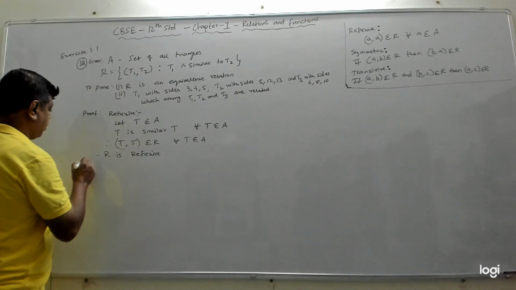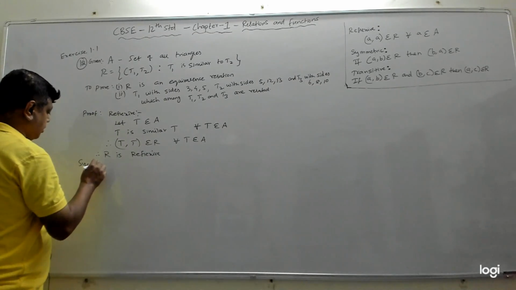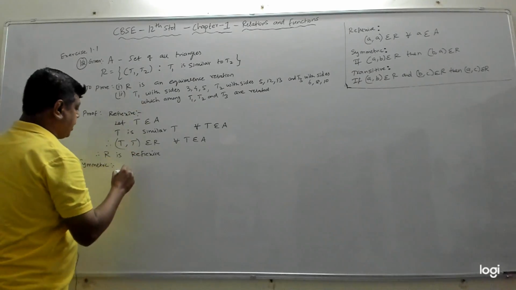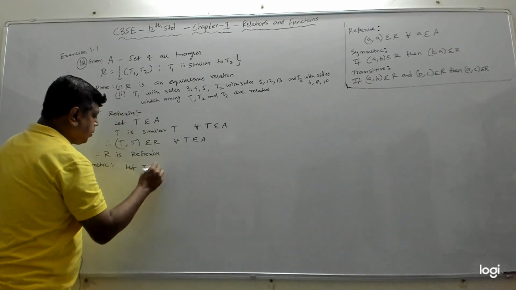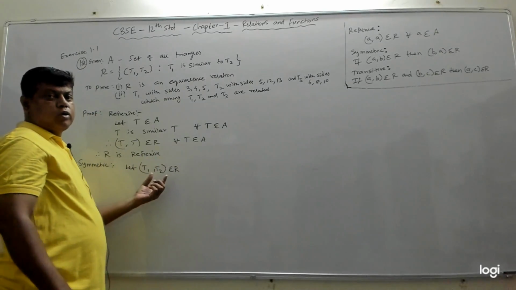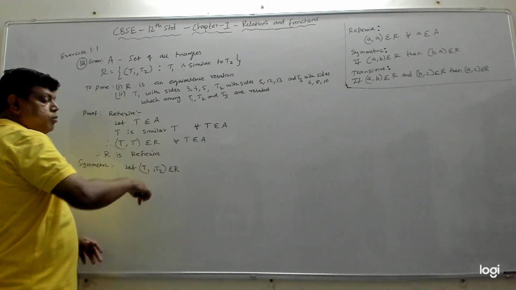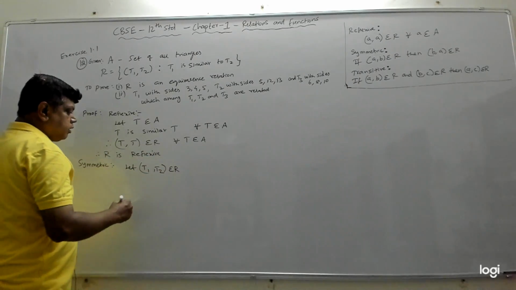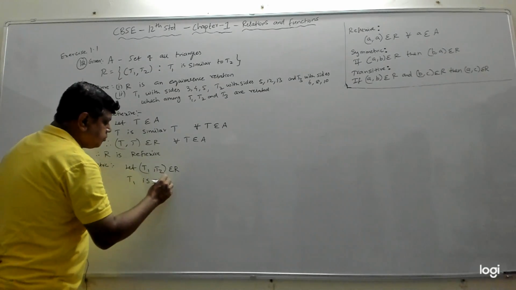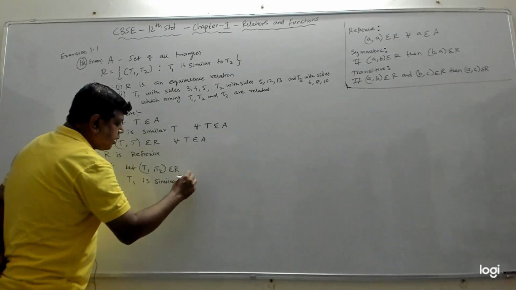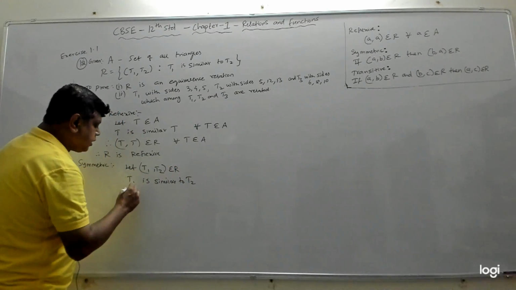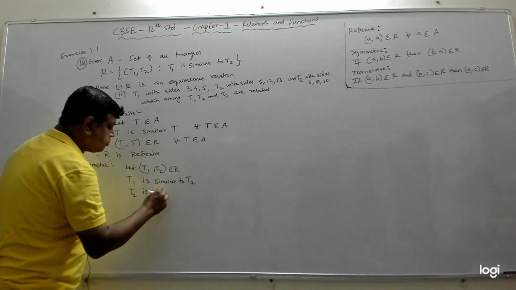So for symmetric, we'll take a pair. Let (T1, T2) belong to R. Like (A, B) belongs to R, we should prove the reverse: (T2, T1) should belong to R. Now (T1, T2) belongs to R means what? T1 is similar to triangle T2. And whenever T1 is similar to T2, we can also say that T2 is similar to T1.